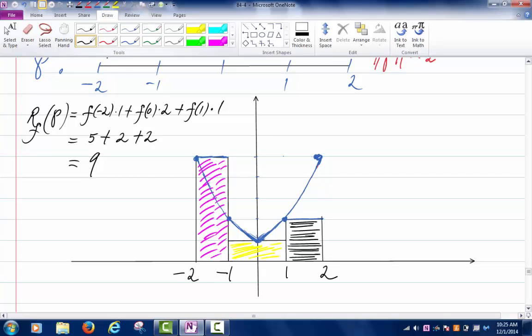So notice, what does that mean? What is f of -2 here? f of -2 is the height of the graph at -2, right? So you're multiplying the height of the graph at -2 by the length of the subinterval between -2 and -1. So what do you get? You get the area of the rectangle that I highlighted with magenta color, right?